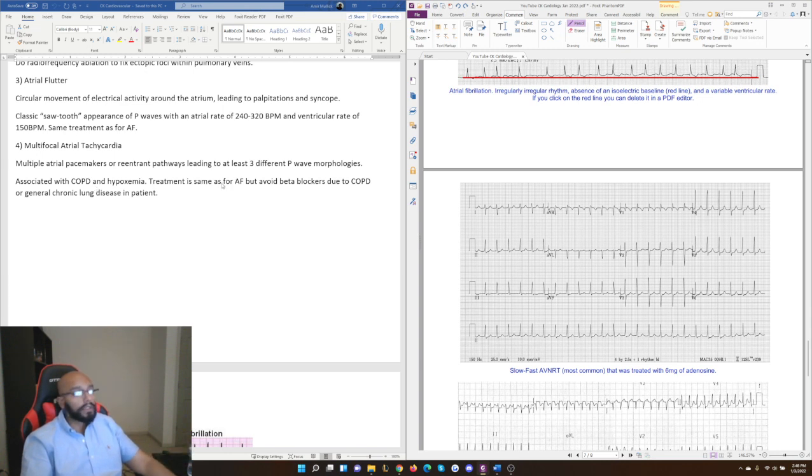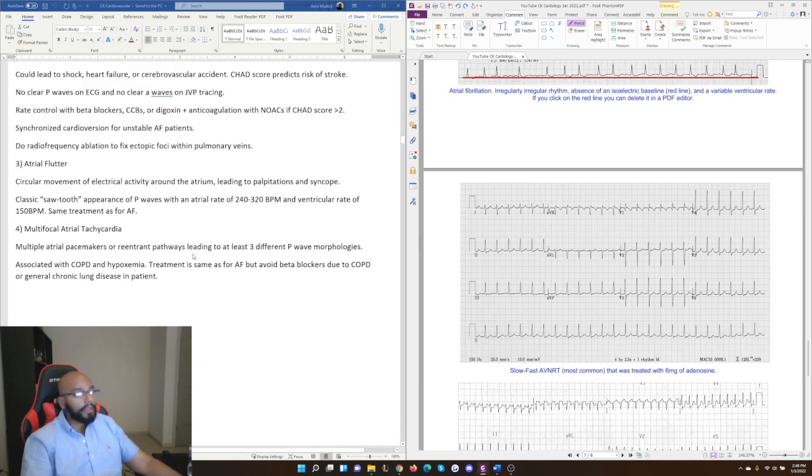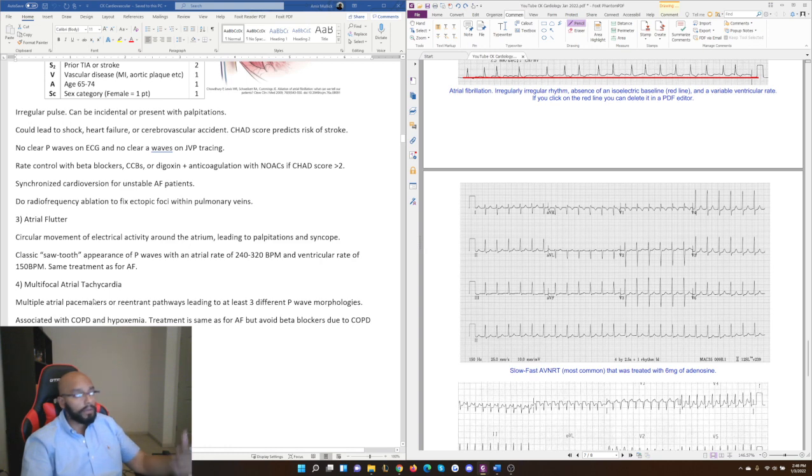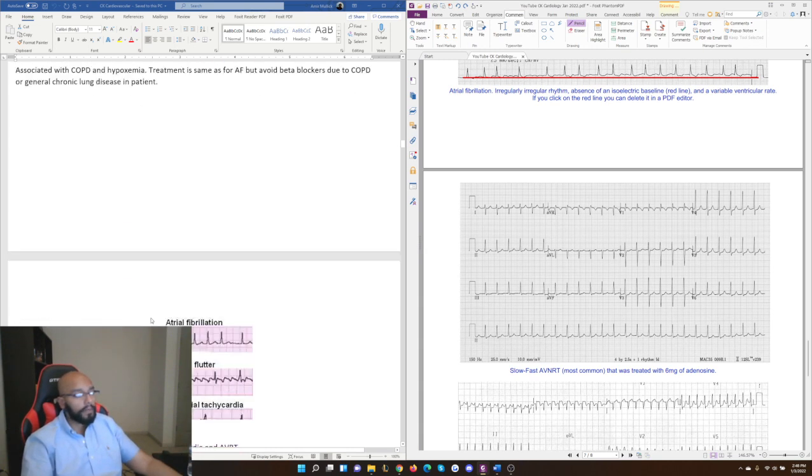Treatment is the same as for atrial fibrillation. However, you don't give beta blockers because you're not supposed to give beta blockers to COPD patients. Beta 2 receptors are on the lungs. You could give cardiac specific beta blockers that only work on beta 1 receptors, but even that is often avoided. General chronic lung disease patients shouldn't be getting beta blockers. So that's generally all there is. Treatment, thankfully, is very nice for all of these. You just do the same thing you would do for atrial fibrillation.